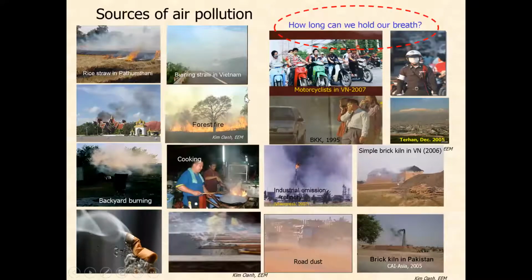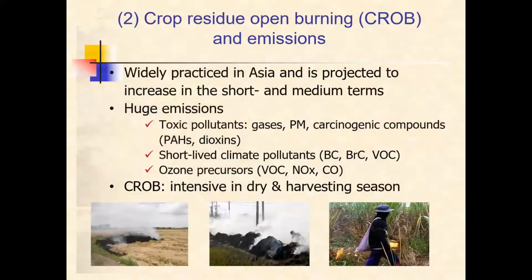So talking about the sources, we have many sources. We have open burning of crop residue in Thailand, in Vietnam. This is solid waste open burning in Laos, forest fire, backyard open burning, cooking, the emission from the food and from the fuel, incense burning, smoking, and in terms of big sources, we also have transport pollution, we have industry, we have road dust, etc. So we have a huge amount of sources. And today we talk about open burning of crop residues.